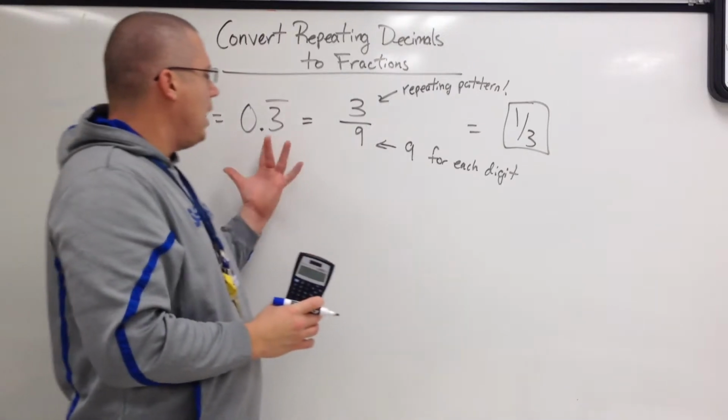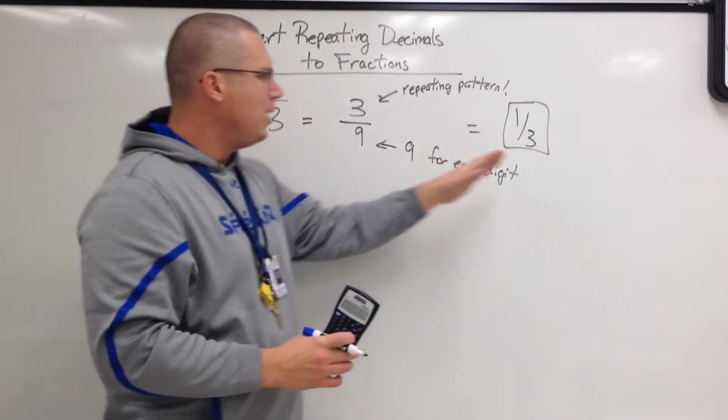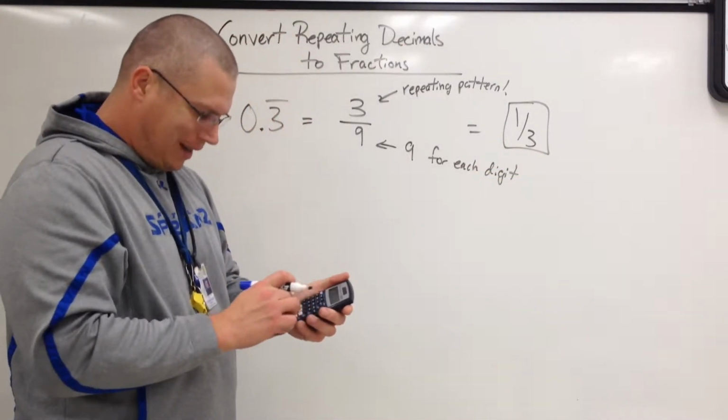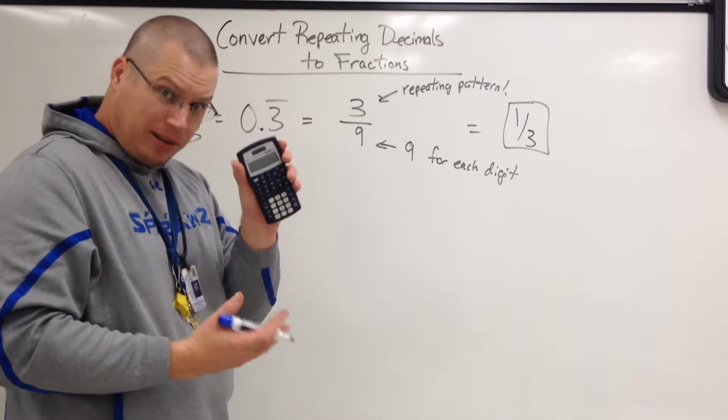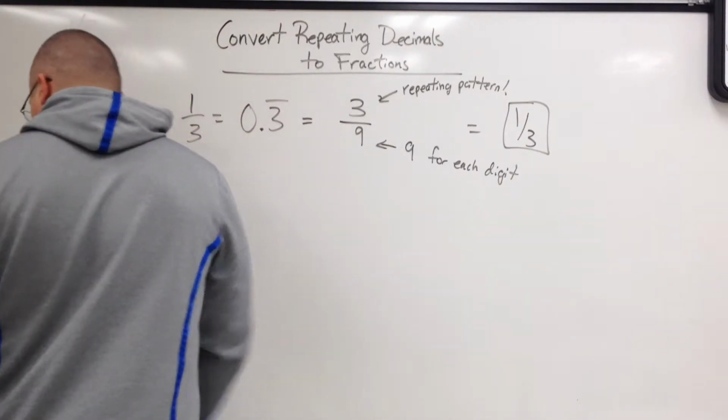Now, I wanted to check this. I started with 0.3 repeating. How do I check? Take the fraction you got, 1 divided by 3, and guess what? My calculator says the same thing, 0.3 repeating. So let's try this out on some others.